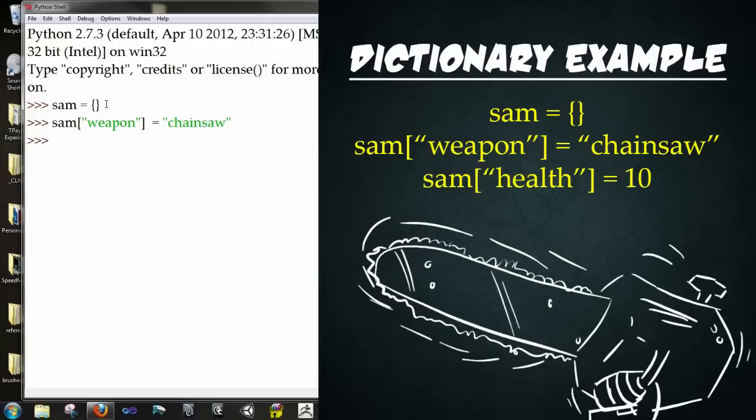Enter. Okay? And now we're going to add an attribute for his health. So we're going to type in Sam, straight bracket, health, in quotation marks, close bracket, equal to, let's give it 10. Enter. And now we've created a dictionary with items inside. So type Sam, enter, and now you can see we've created the weapon, and he has a chainsaw. And now he has health of 10. So right now we've got a way of storing his information within a place that's based on keywords and values.